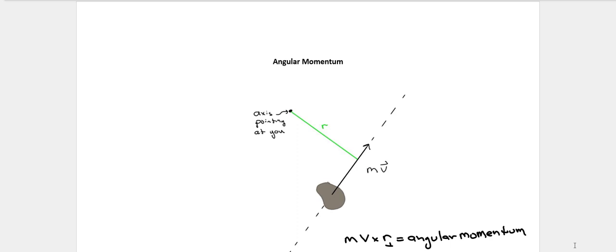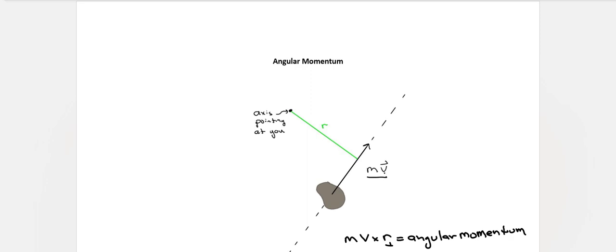I'm making this video to describe for you the concept of angular momentum. First of all, what I want you to focus on is this object right here. Imagine it's moving along this path at some velocity, which is v here. We can calculate a momentum for this object. Its momentum is its mass times velocity.